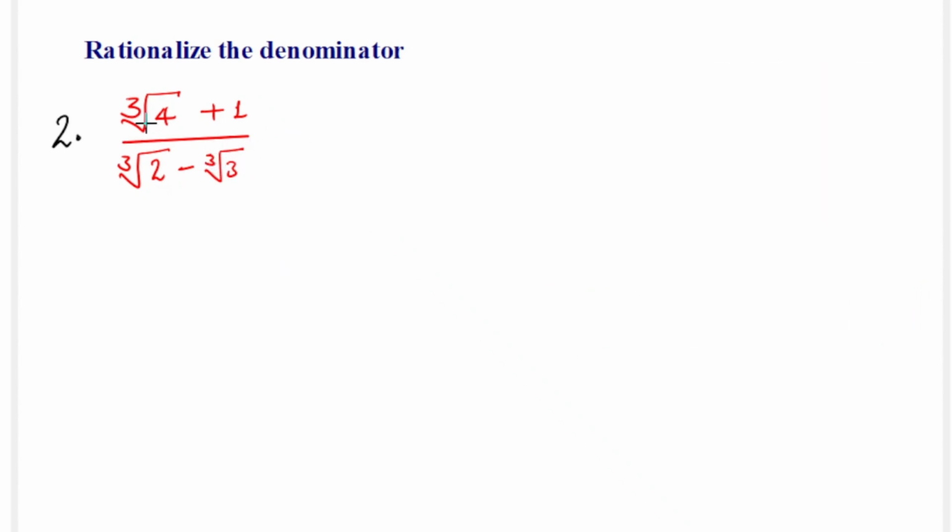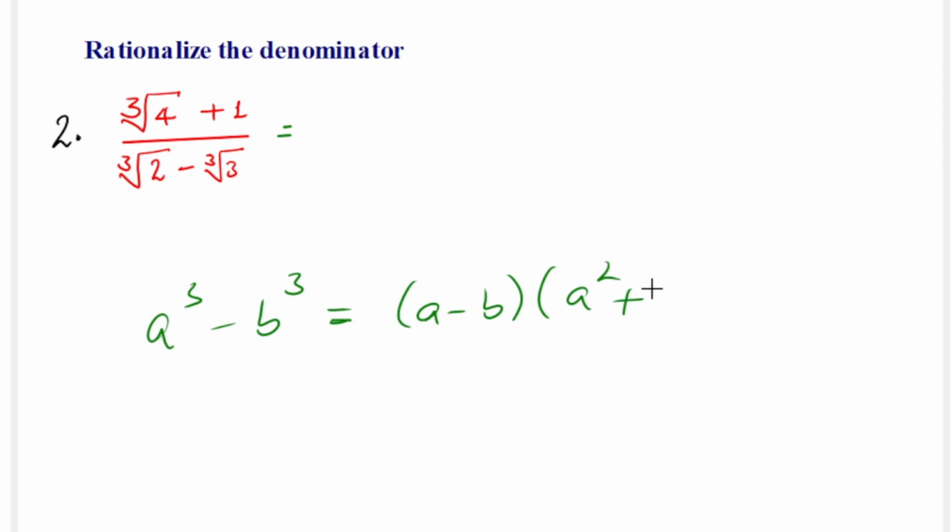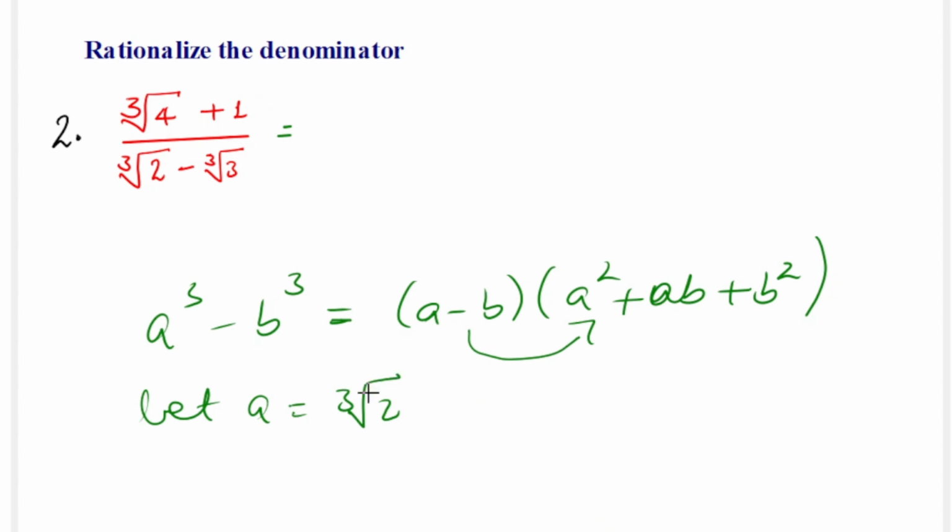Next: 2 cube root of 4 plus 1 over cube root of 2 minus cube root of 3. To find the rationalizing factor of cube root of 2 minus cube root of 3, we use the conjugate cube identity: a cube minus b cube is a minus b times a square plus ab plus b square. The conjugate identity of a minus b is a square plus ab plus b square. Let a be cube root of 2 and b be cube root of 3.